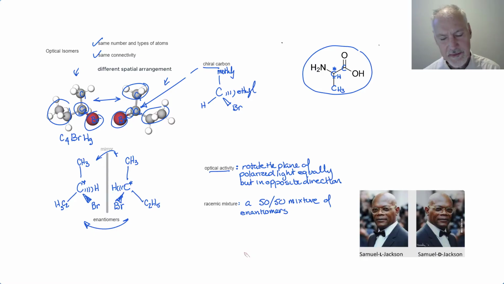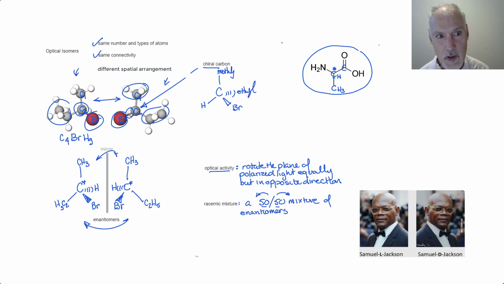What would happen to its optical activity? Well, being 50-50, 50% of the molecules might want to rotate the molecule, say, in the counterclockwise direction, 5 or 6 degrees. The other 50% would want to rotate it in the other direction. As a result, a racemic mixture actually has no optical activity.